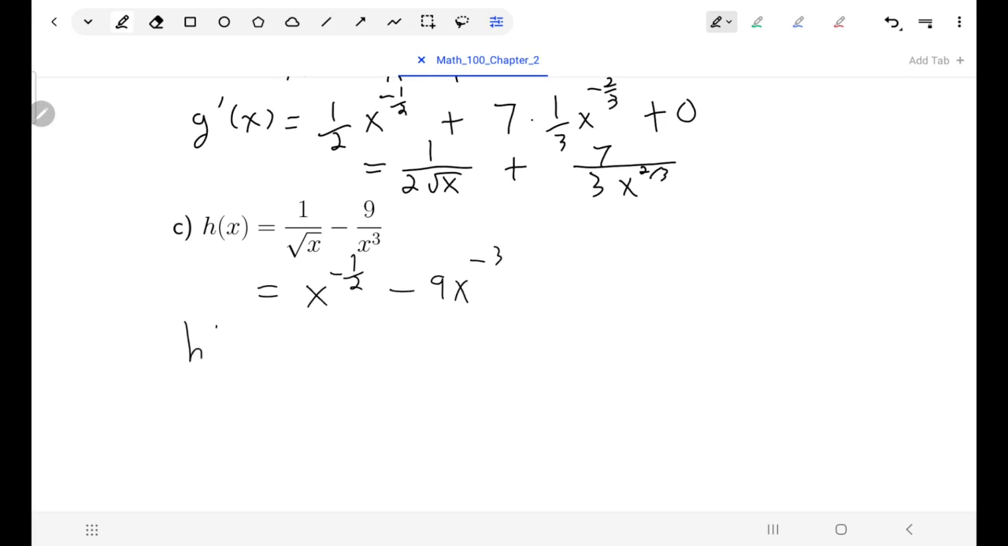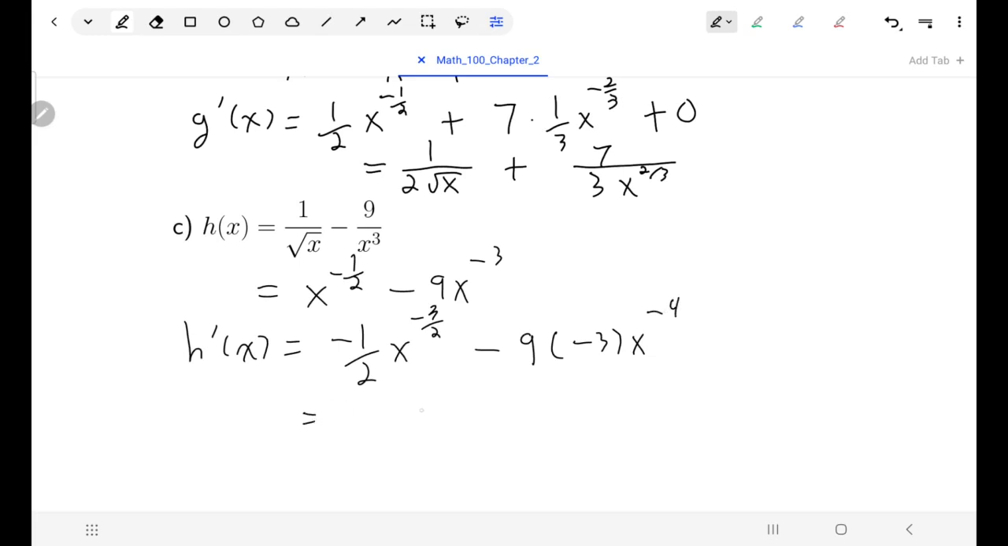So now if I'm thinking about finding the derivative, I'll use my power rule. Power will come down. Reduce the power by 1. Negative 1/2 minus 1 is minus 3/2. And then for the second term, that 9 is a constant multiple. We'll leave it out front. Derivative of x to the negative 3 will bring the negative 3 in front, and we'll reduce the power by 1. So negative 3 minus 1 is negative 4.